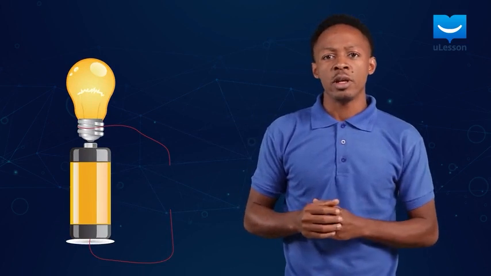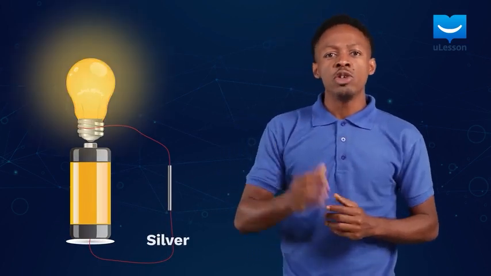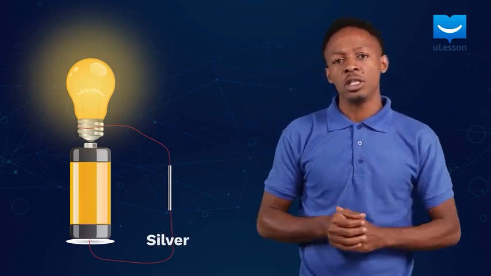So if we have an electric circuit like this, you will notice that it is not glowing. This is because there is no flow of electricity in the circuit. If we place silver in the gap in the circuit, you will notice that the bulb lights up. We can say that silver has a really low resistivity.